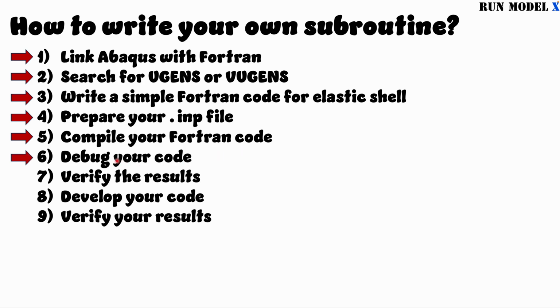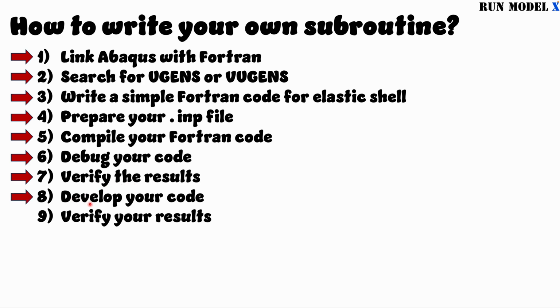Of course, you can then get the result, and at this time you need to debug your code. Maybe you have some syntax errors in Fortran, or some bugs in your code, and you need to correct them. And to do that, you need to verify the final results. Because it is a simple elastic shell with elastic material, you know the final answer, the force resultants or the final strain, so you can easily verify the final answer and then debug your code.